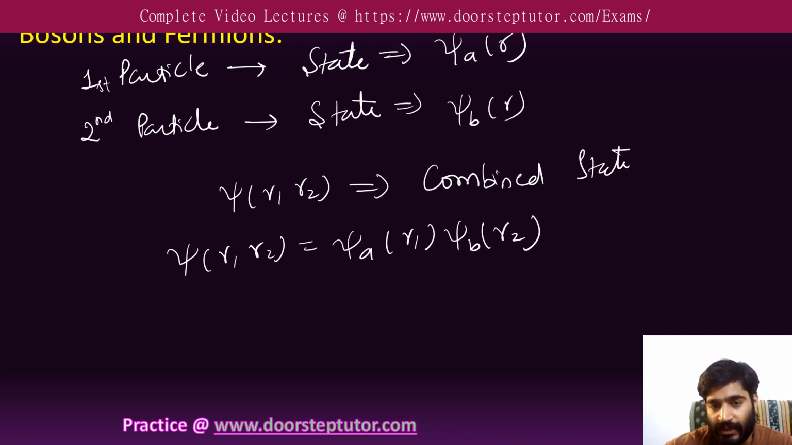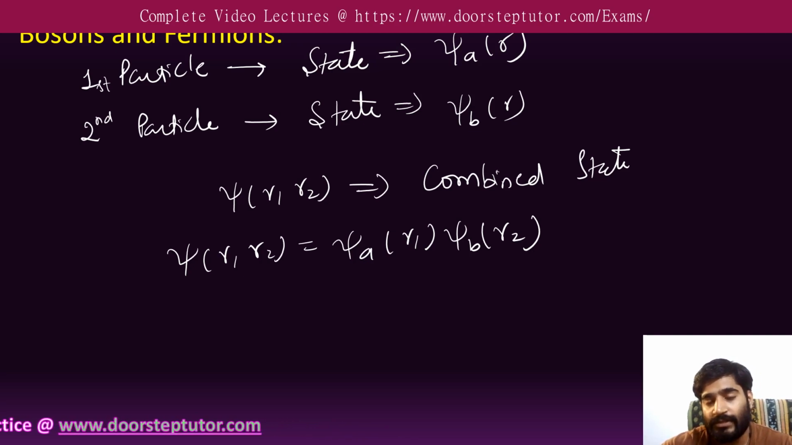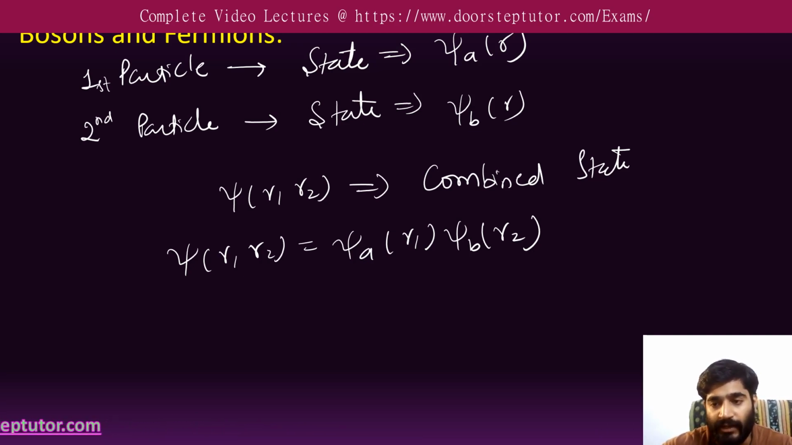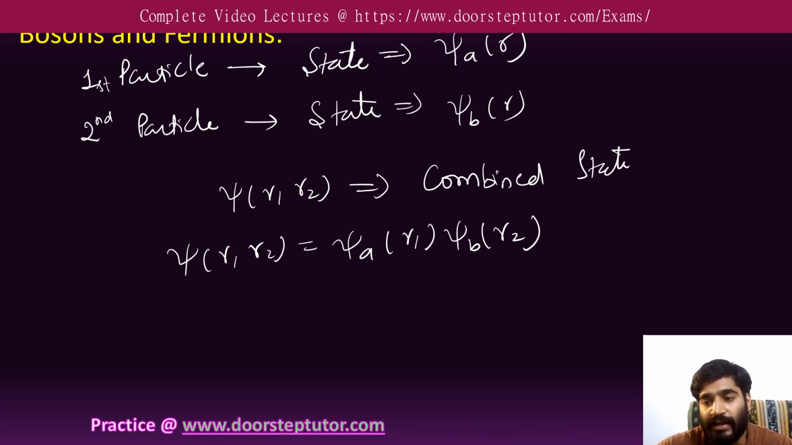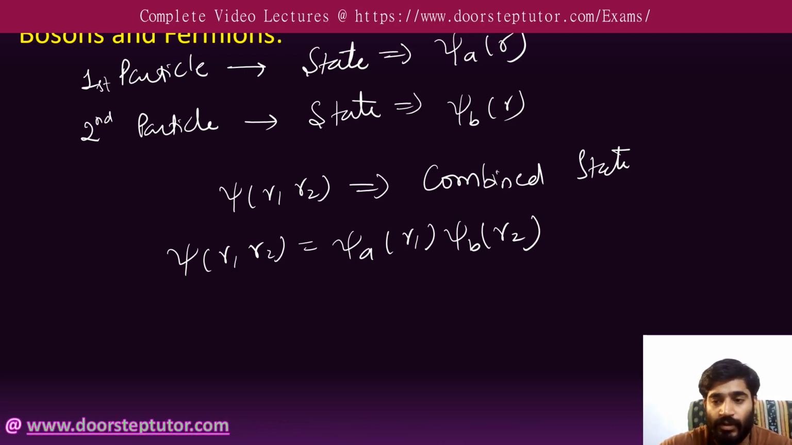Now the question arises that this is for the classical case only. If we see it quantum mechanically, these particles are indistinguishable. For example, classically we can distinguish the particles just by marking them, but this is not possible in quantum mechanics. So particles are indistinguishable.